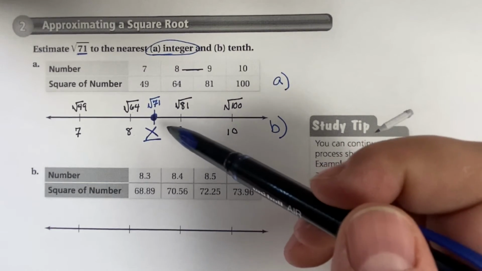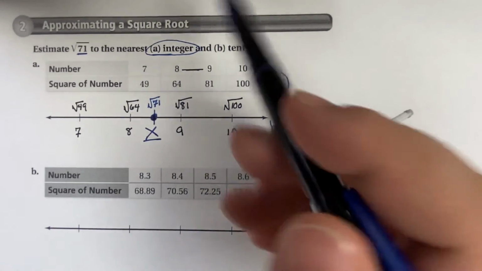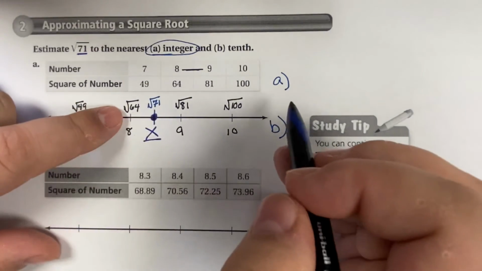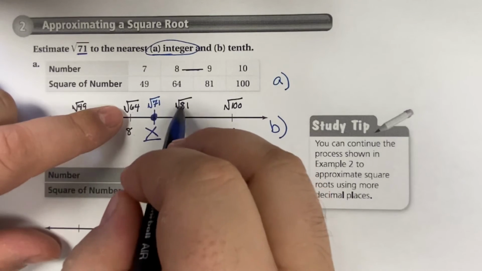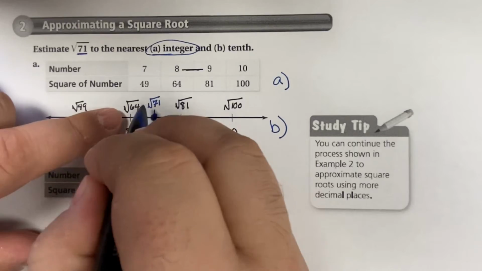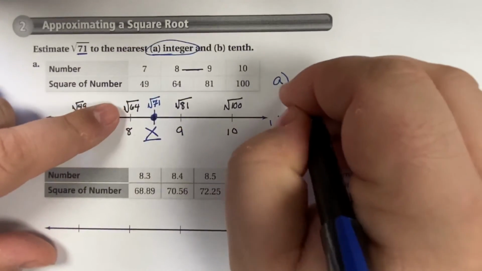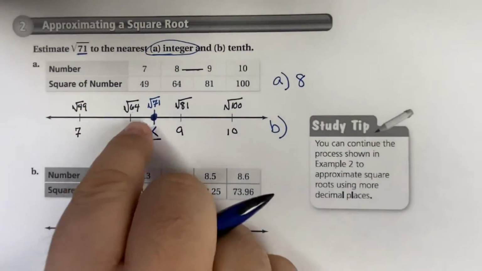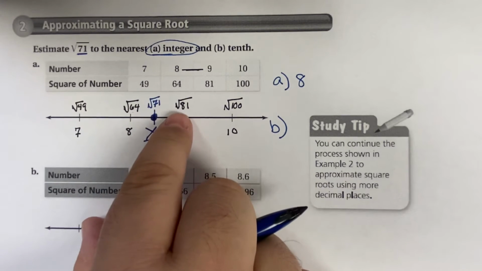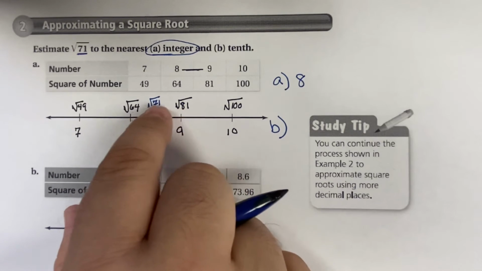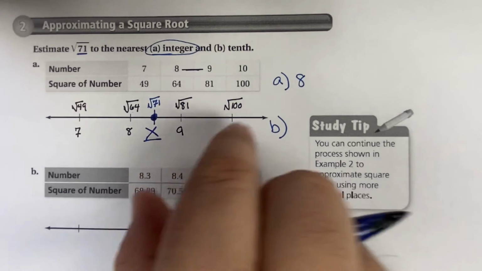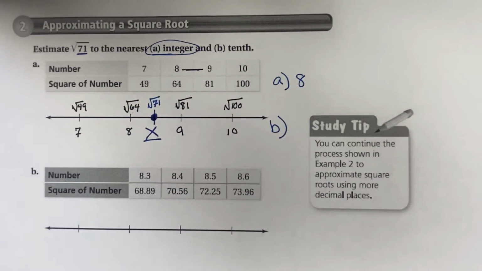Now we want to take it a step closer. Which one is it closer to, 8 or 9? So now we just think about it using these squares. Is 64 closer to 71, or is 81 closer to 71? Well, 64 is closer. So our nearest integer is going to be 8, because 71 is closer to 64. So if you notice, we're comparing the square root of the number before the integer to find out which one it's closest to.